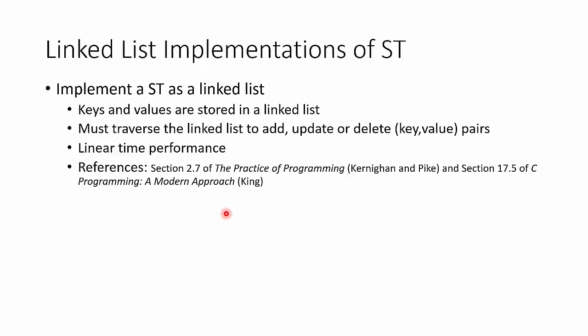So the first part of your assignment is for you to implement a symbol table using a linked list. In other words, we store symbol table data records in a linked list. So keys and values are stored in a linked list, and you have to traverse the linked list to add, update, or delete these key value pairs. We expect the linked list to have linear time performance, as one must traverse through the linked list to add, update, and delete these key value pairs. Highly recommend that you look at some of the references to find additional help in completing.